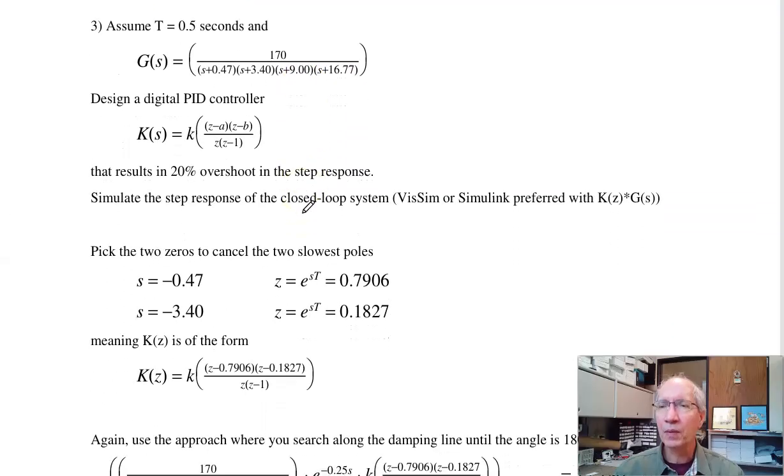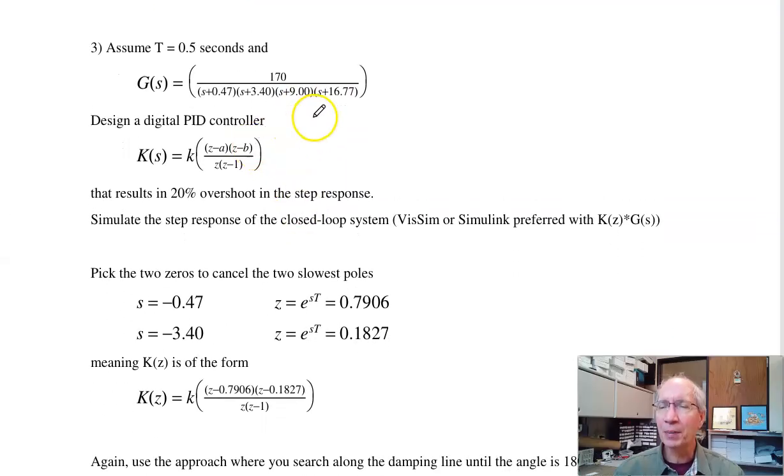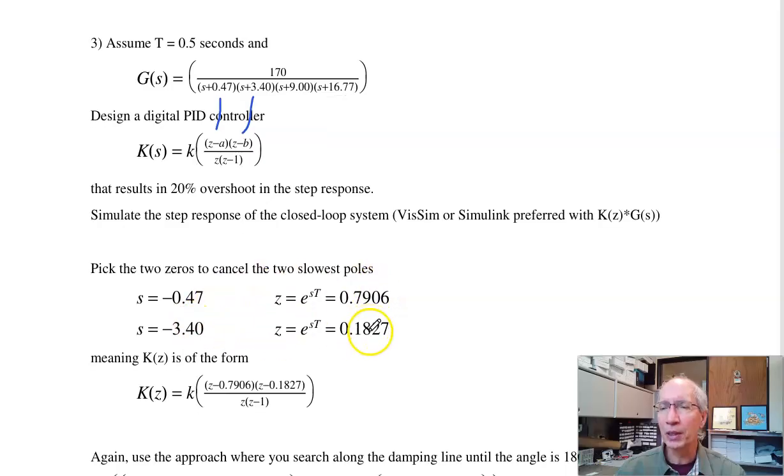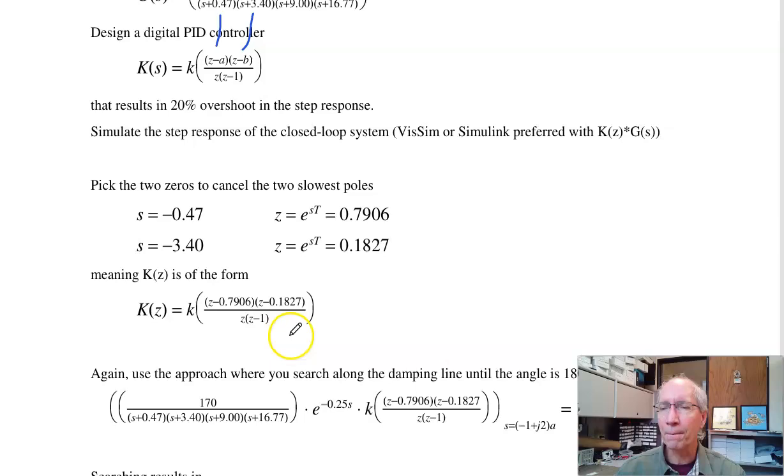Problem 3. Design a PID compensator. Now with a PID, I've got two zeros to place. Pick one to cancel the slowest pole, the second to cancel the next slowest pole. Well, the slowest pole is at 0.47, meaning 0.79 in the z-plane. The second pole is at 0.18 in the z-plane, so there's my compensator.